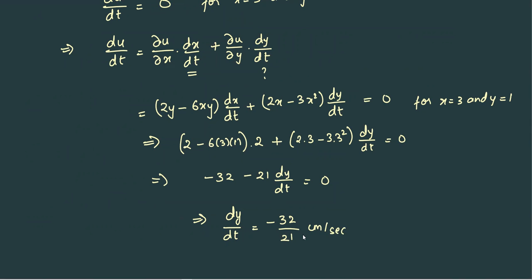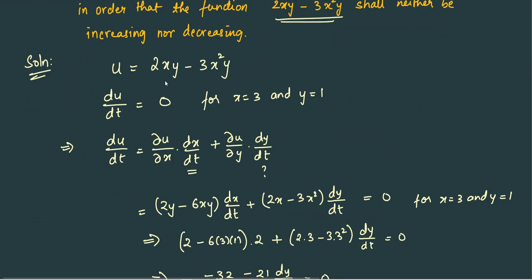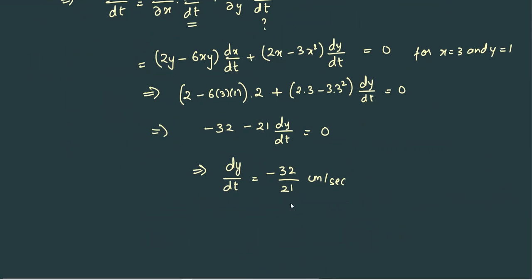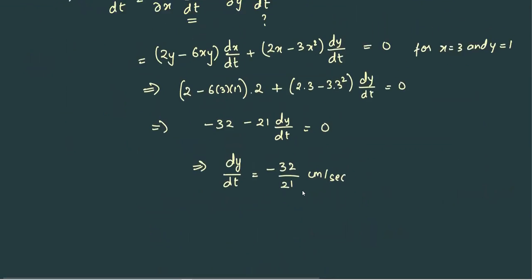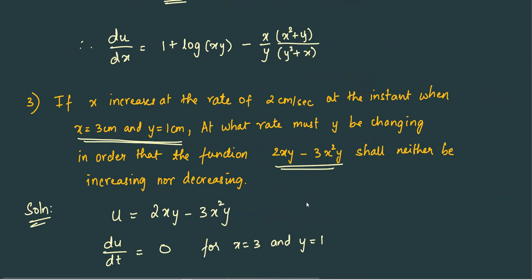So for this overall expression to have a constant rate at x equal to 3 and y equal to 1, dy by dt should be this 32 by 21 centimeter per second. Okay, so there are problems of this type. There are problems of increase of area. You can practice some problems. I'll give some problems on Euler's theorem now.